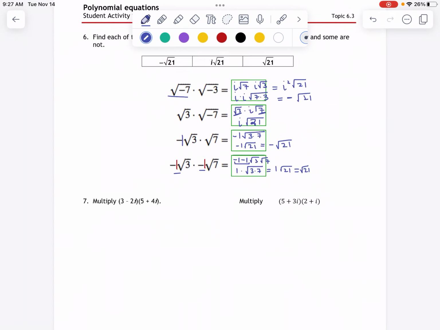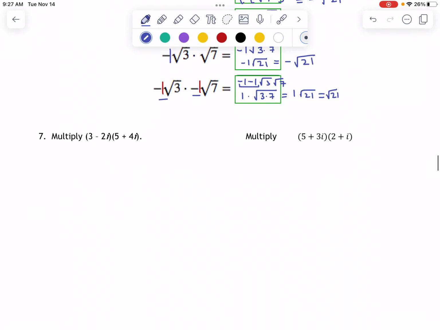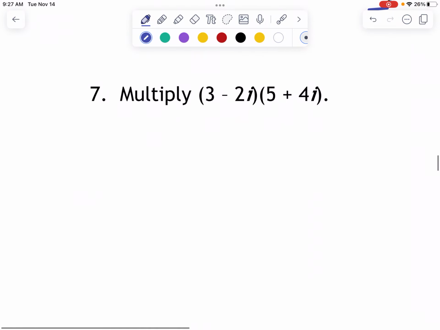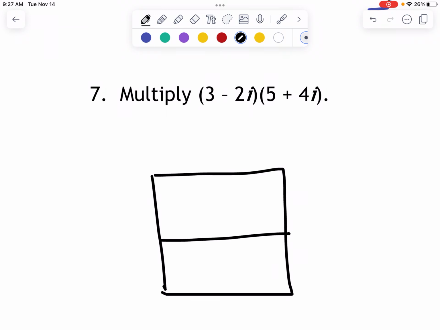All right, continuing on here. Now we're going to multiply some binomials with our i stuff hanging out in there. And one of the methods that we've used in the past is this lovely box method. So hanging up top, I have a 3 and a -2i. And I have on the side a 4i and a 5.